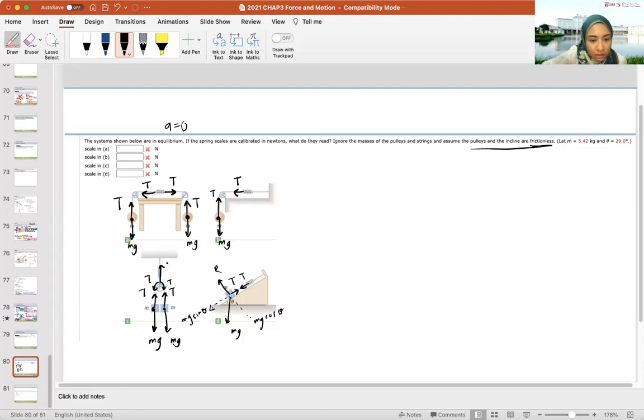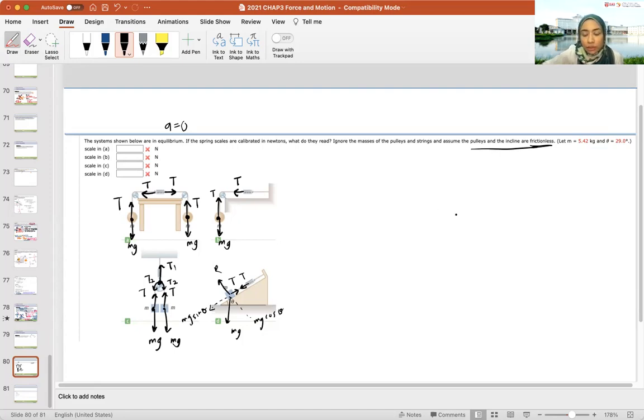Okay, and it is measuring this capital T. So this capital T, this capital T pula. This T is not equal to this T and this T. So I would say this is T1 and if this is T2, this is also T2. So dia tak sama. So T1 is equal to 2T2. Macam tu. So this is the free body diagram.